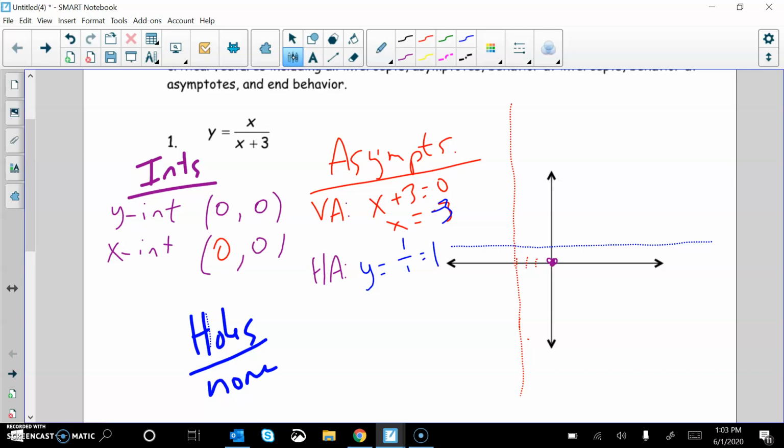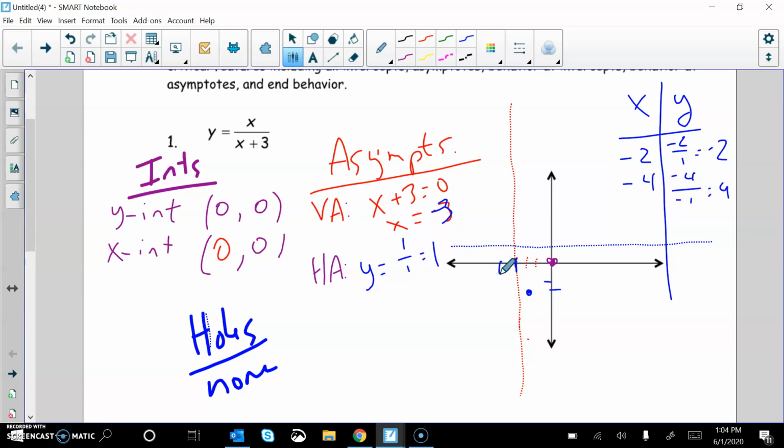All right, other than this, a few key points, your choice, to see what's happening. So I'm going to plug in -2, -3, -4. So I'm going to plug in numbers right around the vertical asymptote. So I plug in -2, we get -2 up top over 1, so -2 right here. I plug in -4, you get -4 up top, -1 on the bottom, so 4. So we're right here.